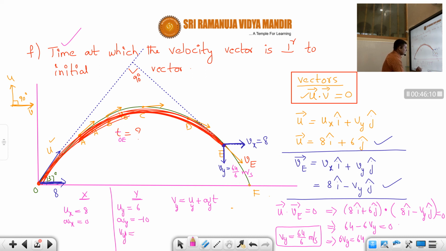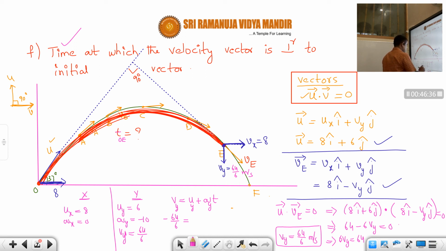Now you must have understood why I have used this vector concept to calculate Vy. Okay, so Vy is equal to 64 by 6. And uy you know, ay you know. But here you have to substitute it in the negative direction, correct or not, students? Because we took upward as positive. So therefore minus 64 by 6 is equal to uy.